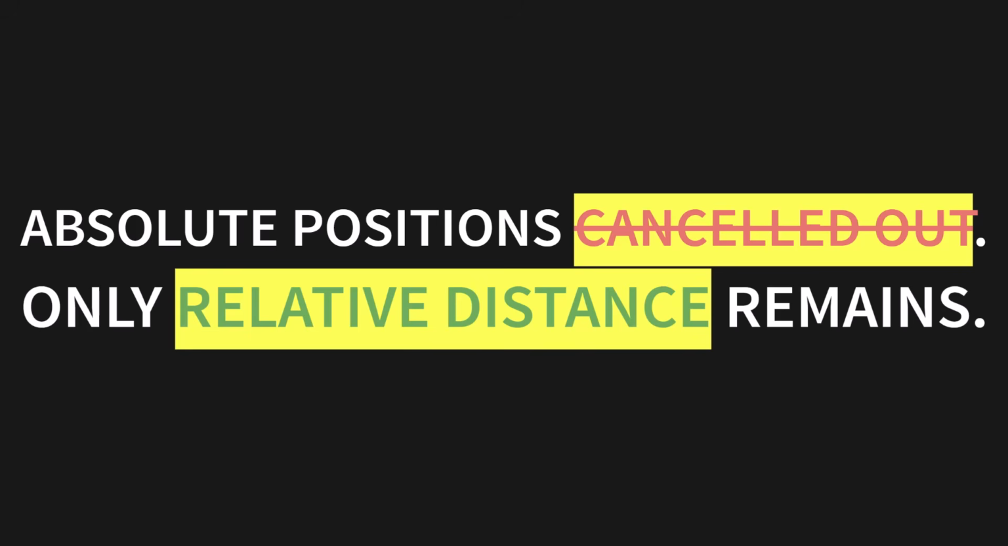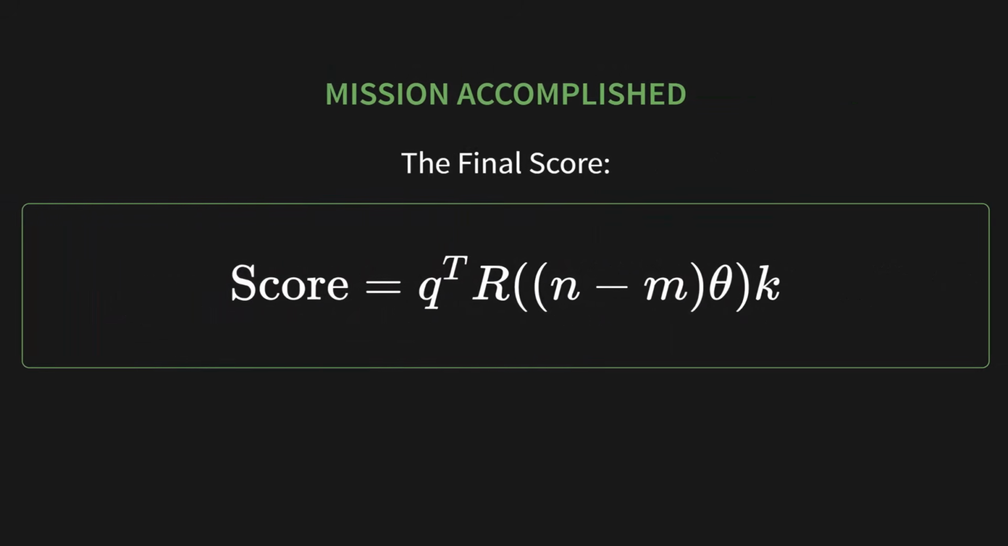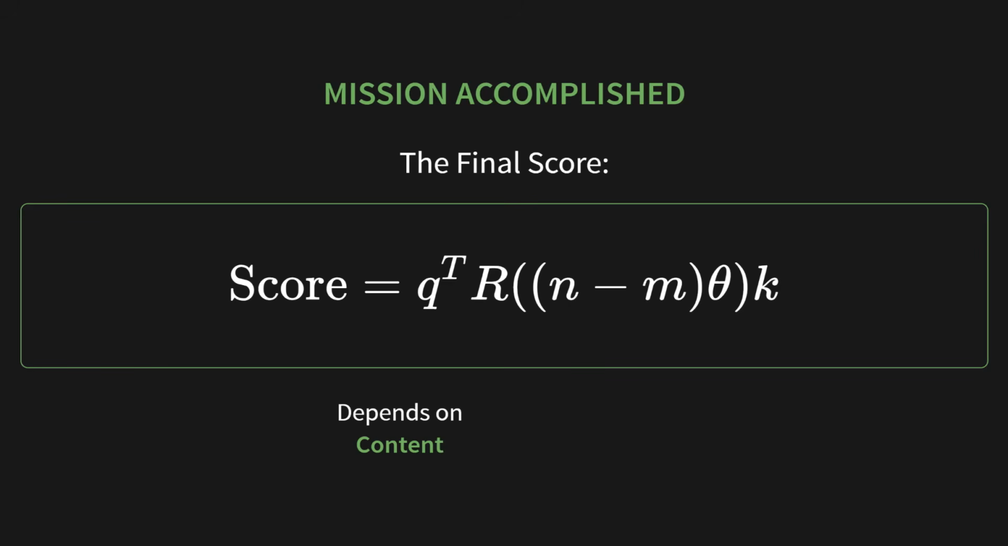And there it is. The absolute positions, m and n, have completely canceled out. The only thing left is their relative distance. Incredible. Mission accomplished. Let's look at the final score. It's Q transpose times that single rotation matrix we just found times K. And what does it depend on? The original content, Q and K, and the relative position, n minus m. That's it. The math is just beautiful.